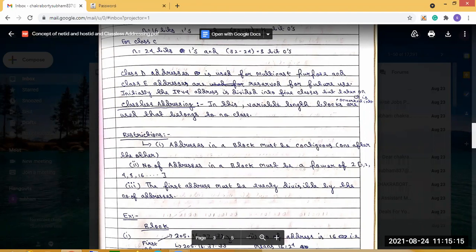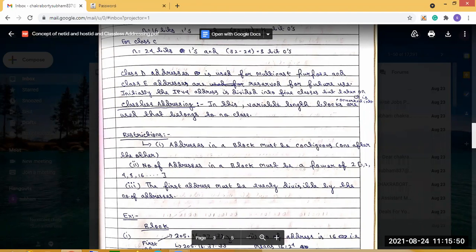And the number of addresses in the block must be a power of 2. So the number of addresses present on that block will be a power of 2, which means it will be 1, 2, 4, 8, 16, 32 like this. So this is the second restriction.